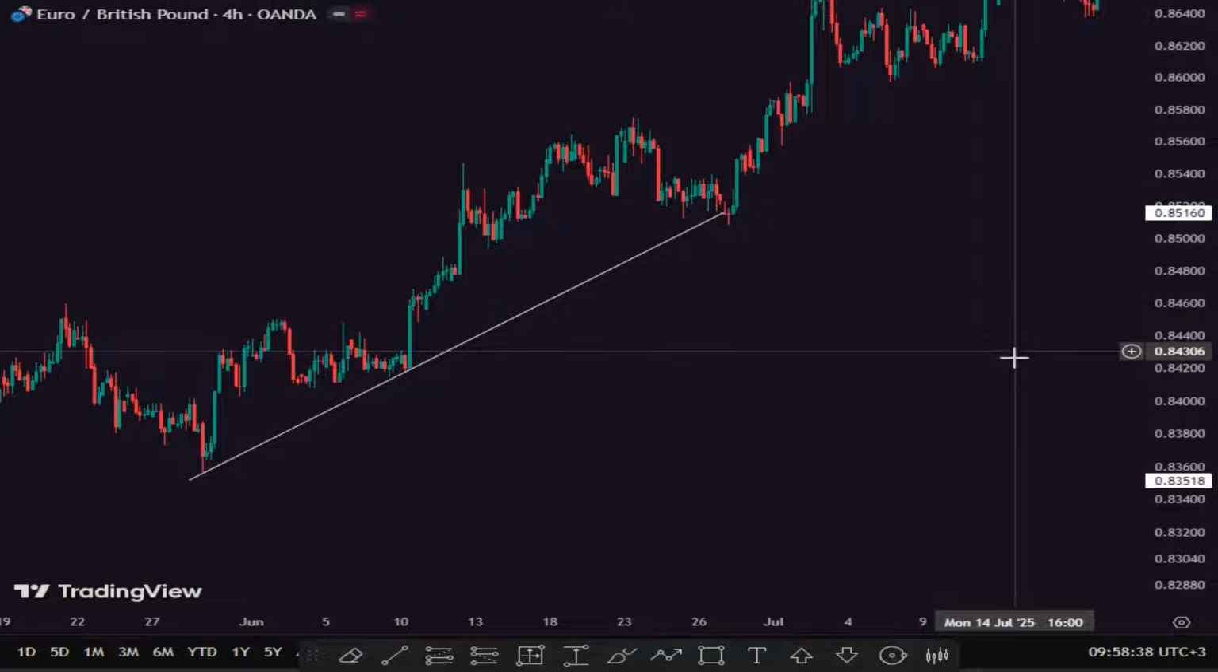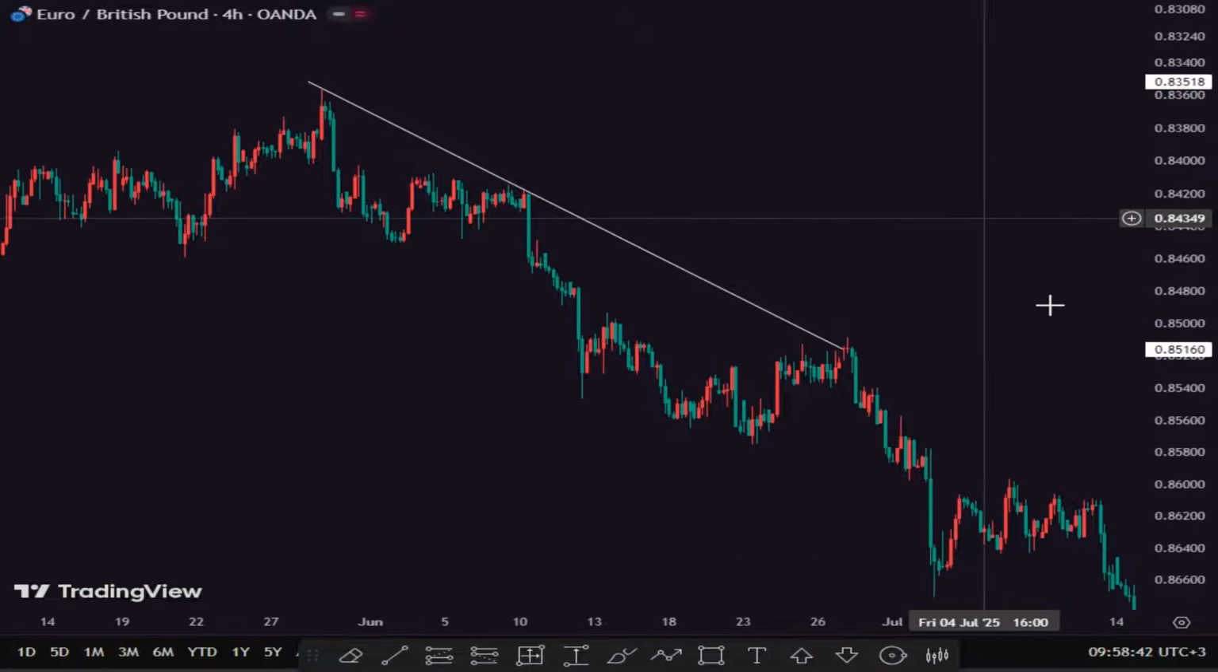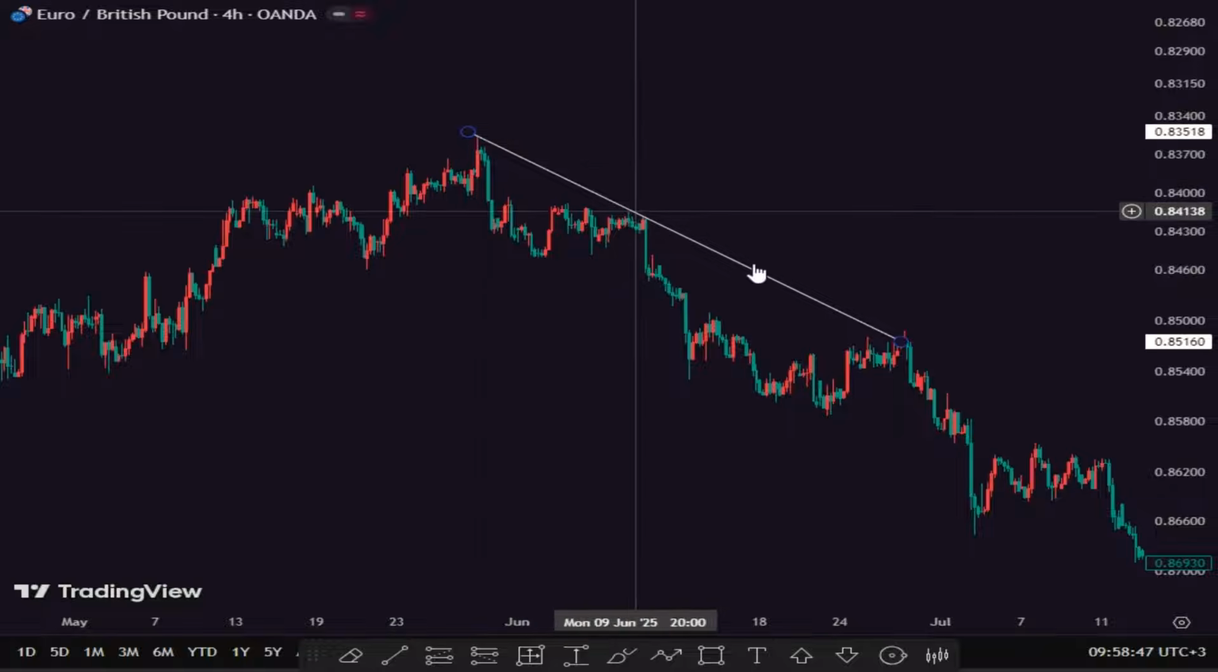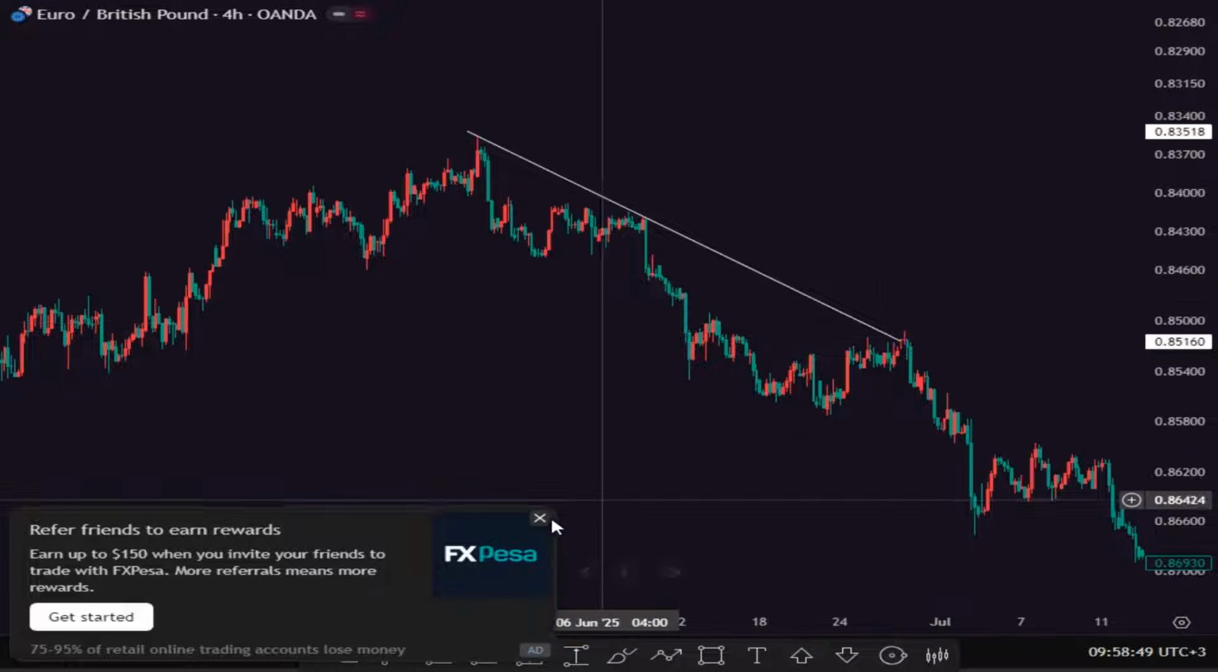So what if it's on a downtrend? Let's flip the screen. I hope you guys can see. Start from the last two, 1, 2, then on the 3rd, look for your sell position.